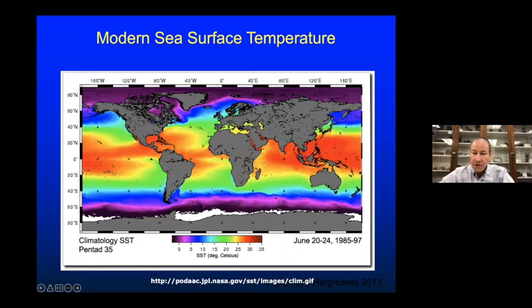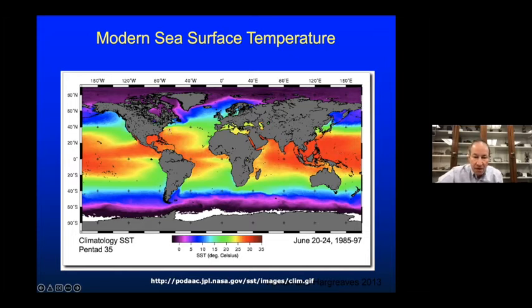Here's the distribution of modern temperature in a snapshot of a so-called climatology. You can see, not surprising, generally it's warmer near the equator and it's colder near the poles. There's some structure here in the Pacific. This is related to El Nino southern oscillation cycles. What we see here near Southeast Asia is the so-called West Pacific warm pool. This is the biggest pool of warm water on Earth.